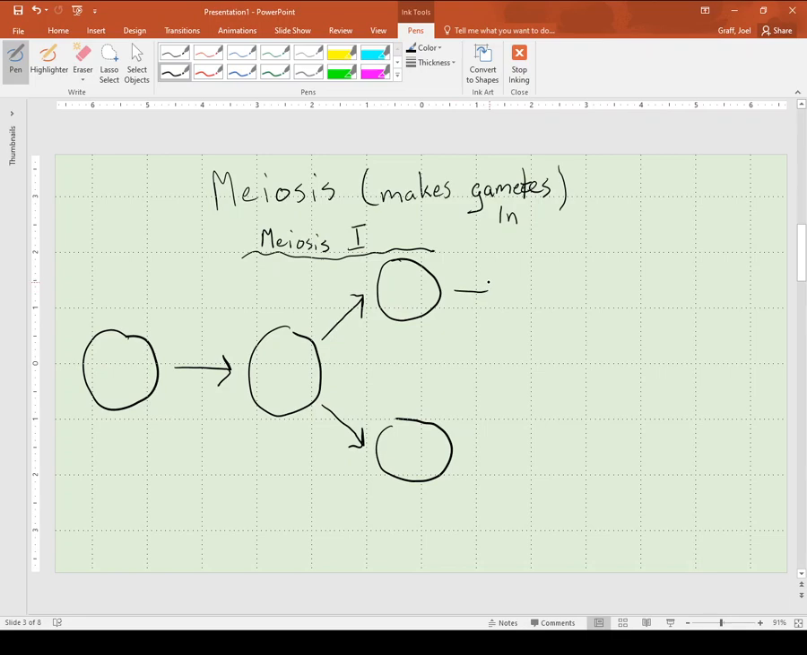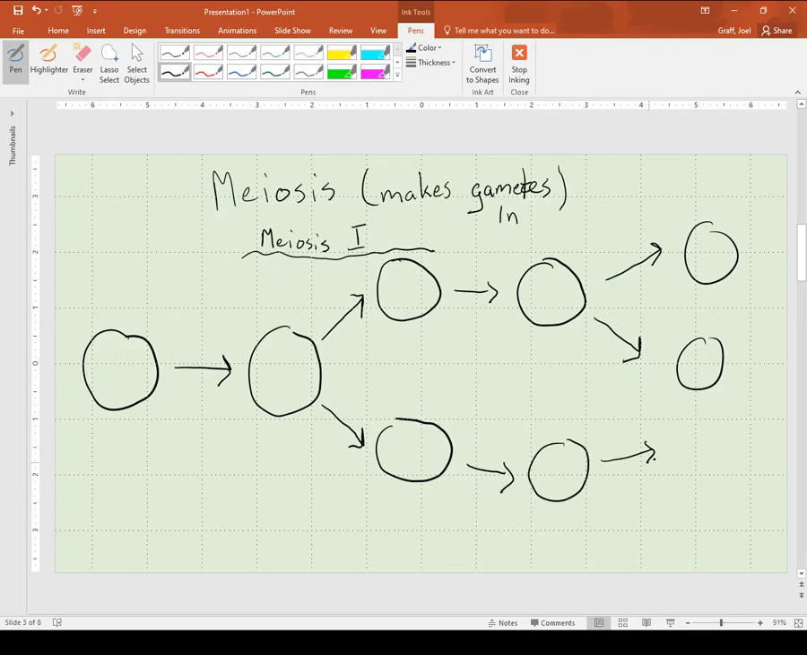And then what we're going to see is that we're going to have another round of cells dividing, and we end up with the second time the cells go about dividing. We're going to call it Meiosis II. So here over to here is Meiosis II.